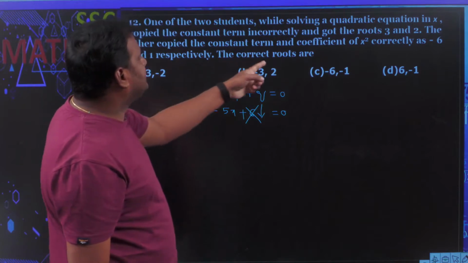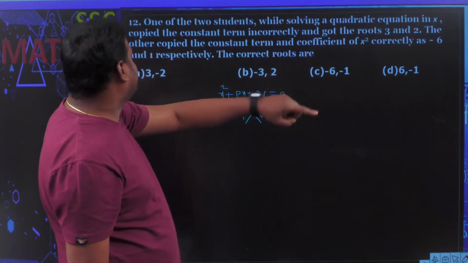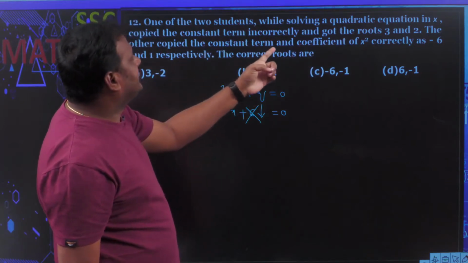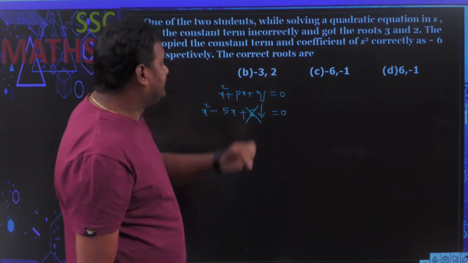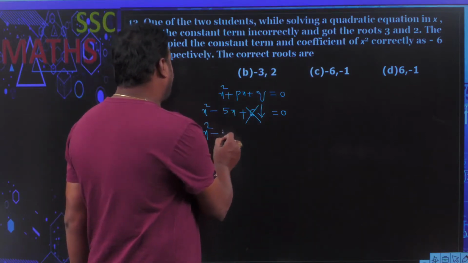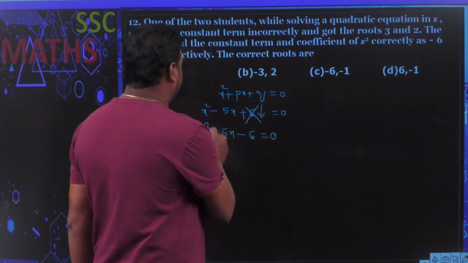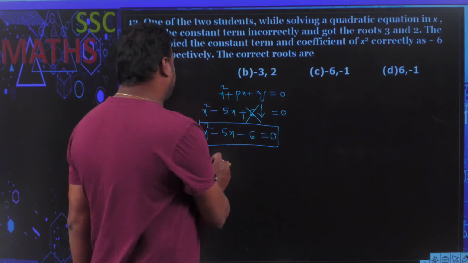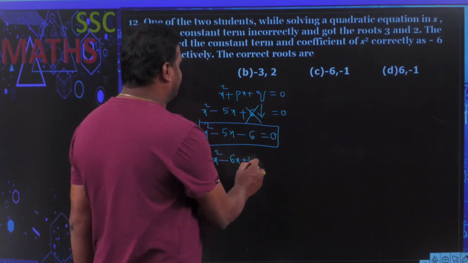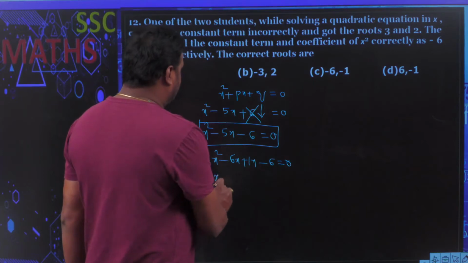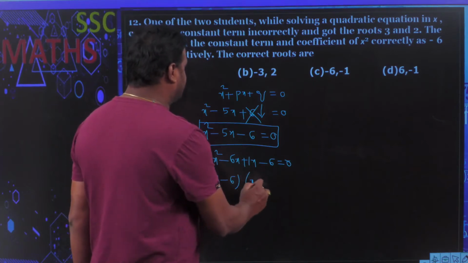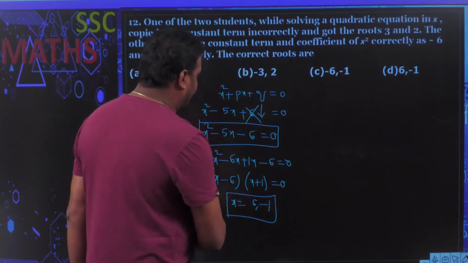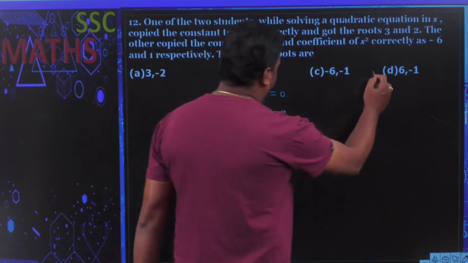The other copied the constant term and coefficient of x square correctly as minus 6 and 1. So x square minus 5x minus 6 is equal to 0 is the original quadratic equation. For this, what are the roots? x square, 6 ones are 6, right? Minus 6x plus 1x minus 6 equal to 0. So the factors are x minus 6 into x plus 1 is equal to 0. Therefore, x is equal to 6, minus 1.